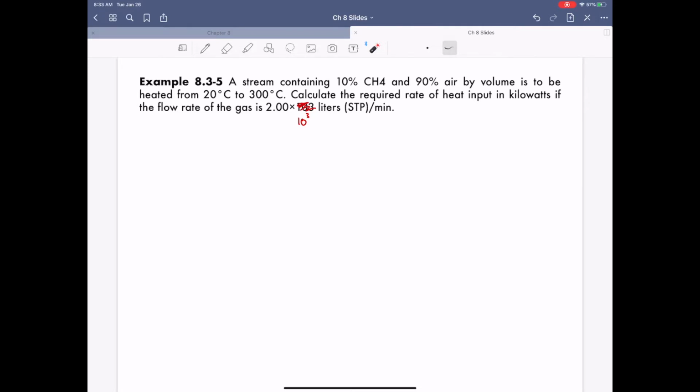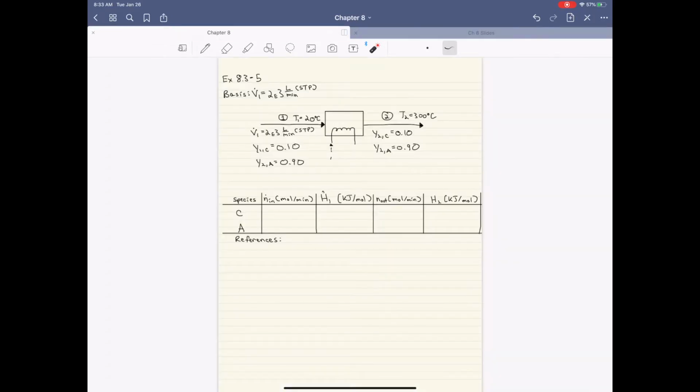From the information in this problem statement, we could draw a process flow diagram that looks like this. The basis in our problem should be the volumetric flow rate that we're given, because it is a flow rate amount. So this is a good item to use as a basis. In our process flow diagram, in our inlet stream, we have our volumetric flow rate, and we have our compositions that are given in the problem statement as well: 10% for the methane and 90% for the air.